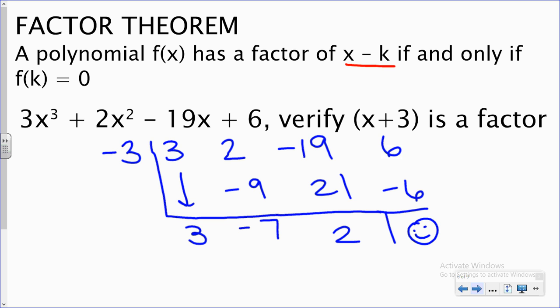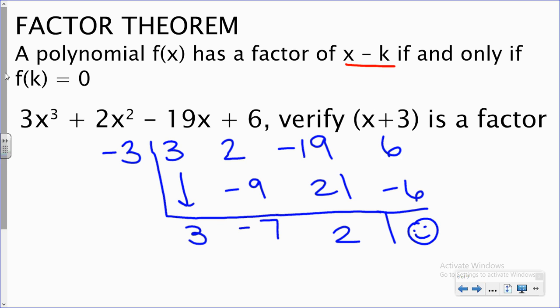However, what if I asked, is this a factor? Explain. You would have to write some words, right? Okay.